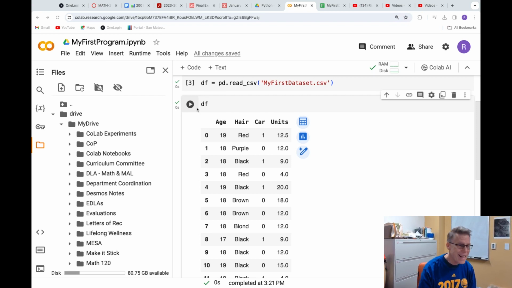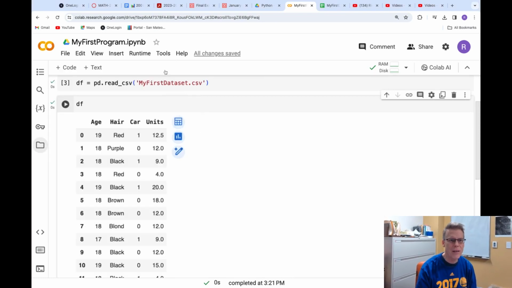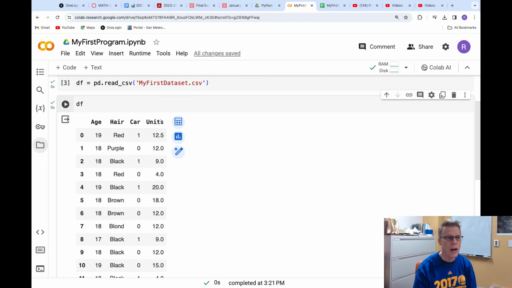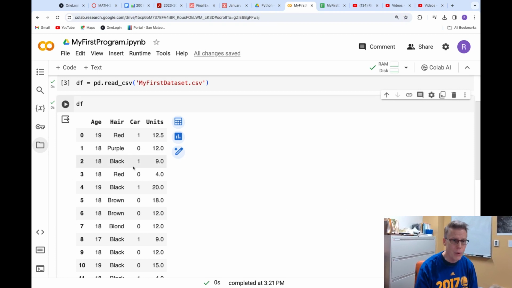And I'm noticing that I have my files still visible here. I'm just going to click this. It's not going to do anything to the ability for Python and Colab to get access to those files. It just gives me more space to work with over here. So I have these 4 variables.